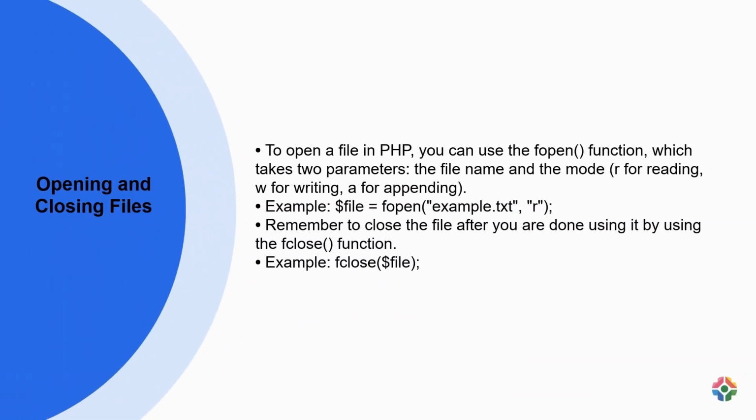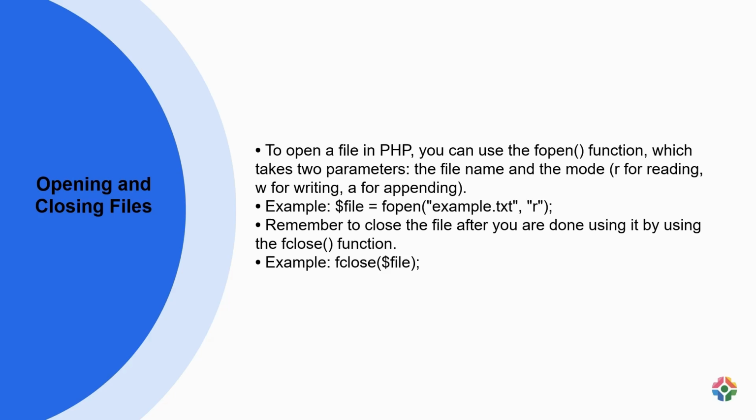When working with files in PHP, you can utilize the fopen function to open a file. This function requires two parameters, the file name and the mode in which you want to open the file, such as r for reading, w for writing, or a for appending. For instance, to open a file named example.txt for reading, you can use $file = fopen("example.txt", "r").